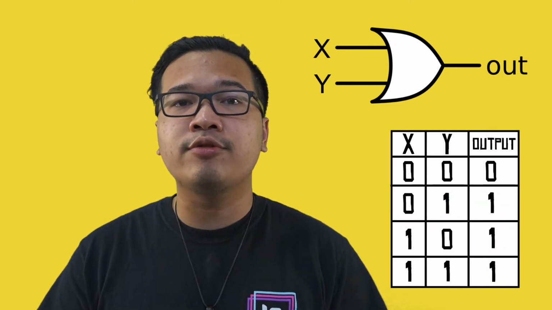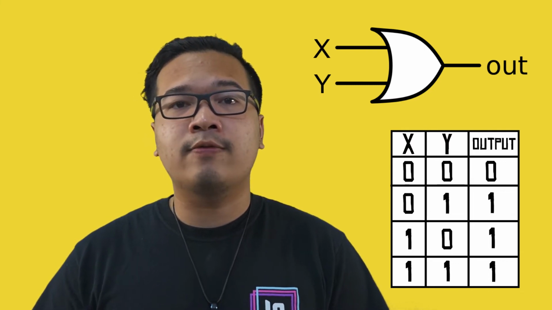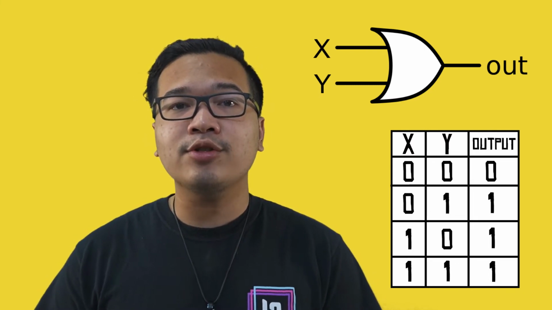So next up is the OR gate. An OR gate is another logical operation that will set the output to true as long as there is one true input. This also means that if both inputs are false, however, the output will also be false.